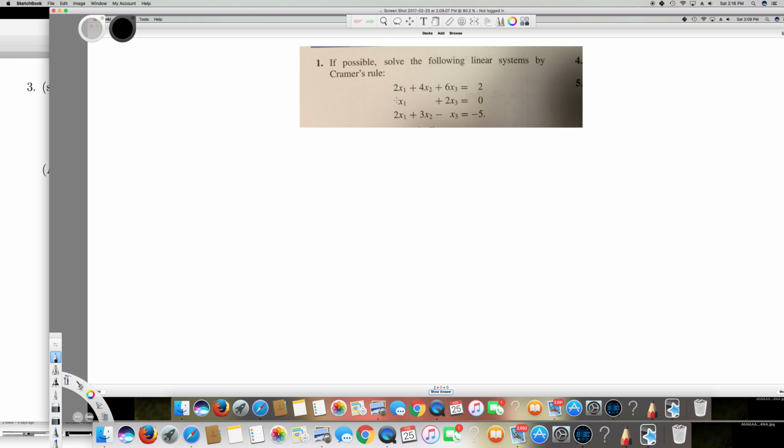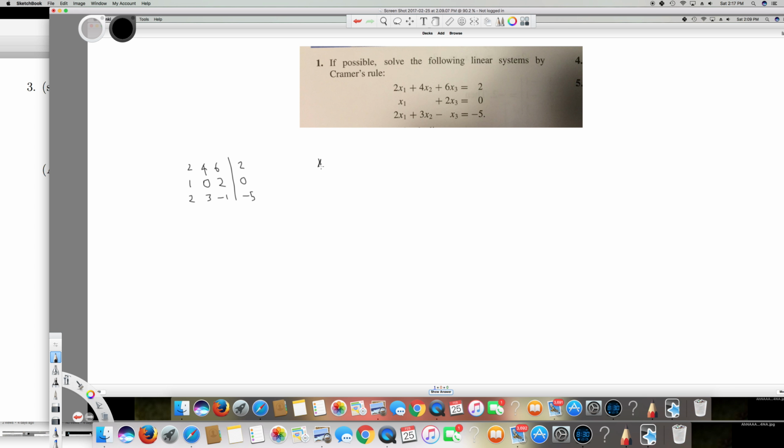First of all, we have to write this in matrix form. So it's going to be 2, 4, 6, and this is going to be 1, 0 because there's no x2, and 2, and this one is going to be 2, 3, minus 1, and finally we have 2, 0, minus 5 here. In order to do Cramer's rule, we have to find x1, x2, x3 separately.